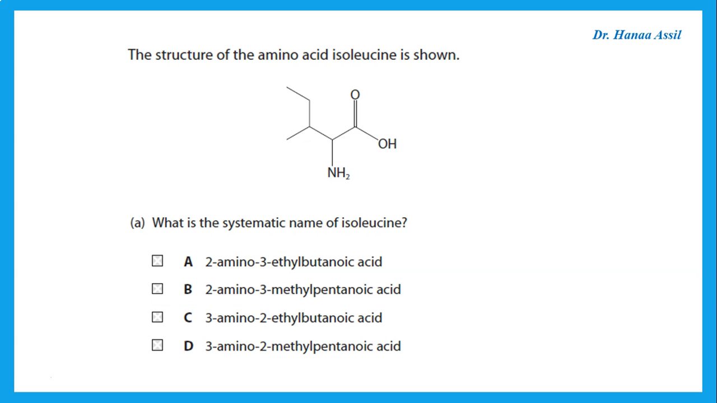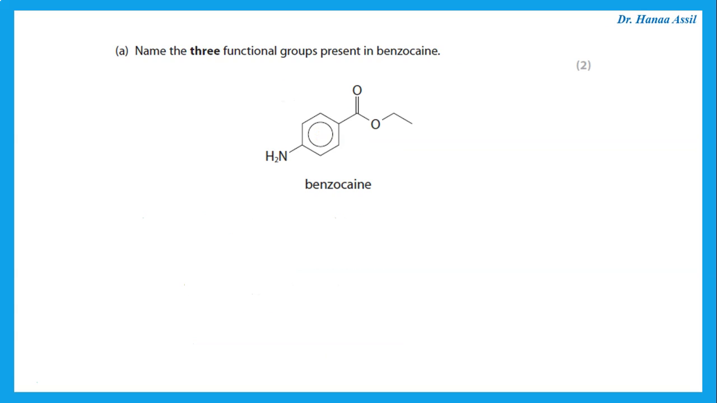The structure of the amino acid isoleucine is shown. What is the systematic name of isoleucine? How would you name this? Well, let's see. The longest chain, starting with the C double bond O as carbon number 1. And we have the NH2, which we call an amino group, on carbon number 2. So this is 2-amino, 3-methyl pentanoic acid.